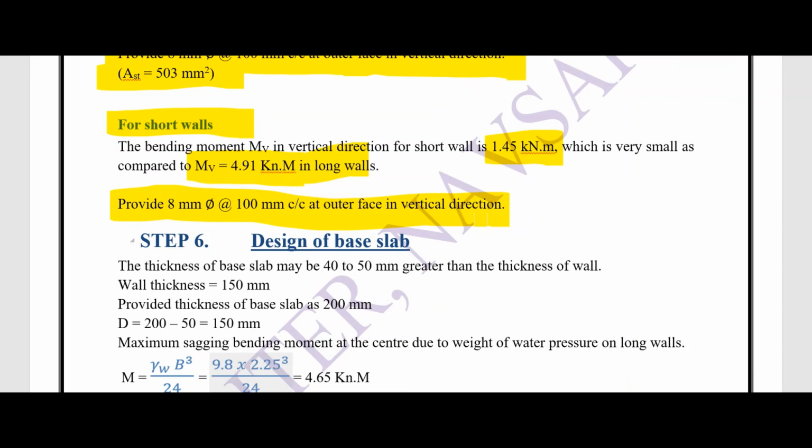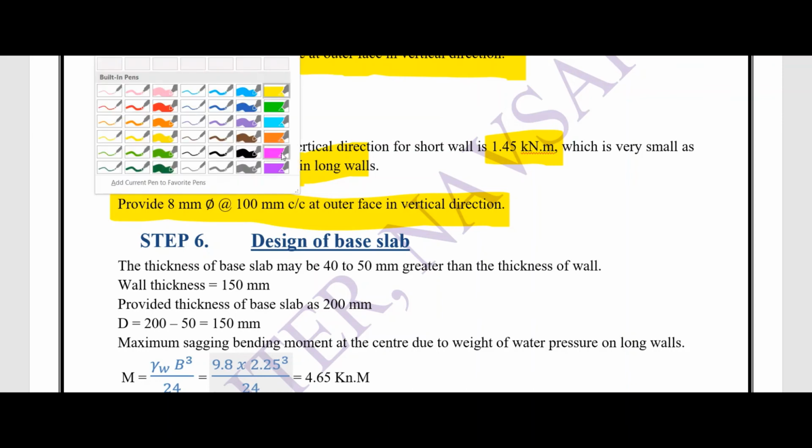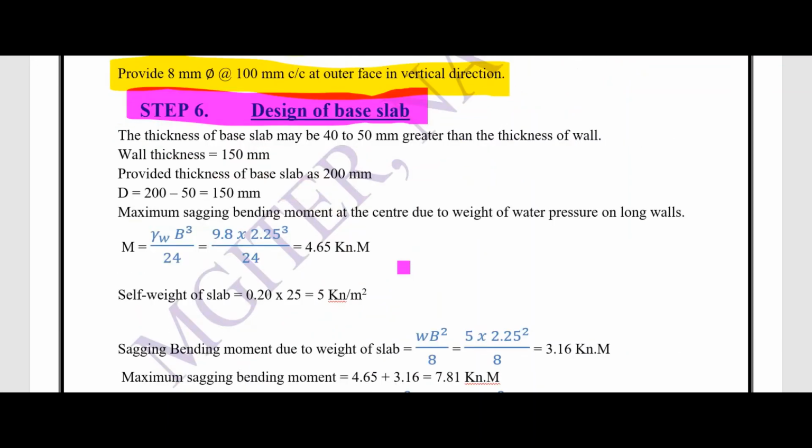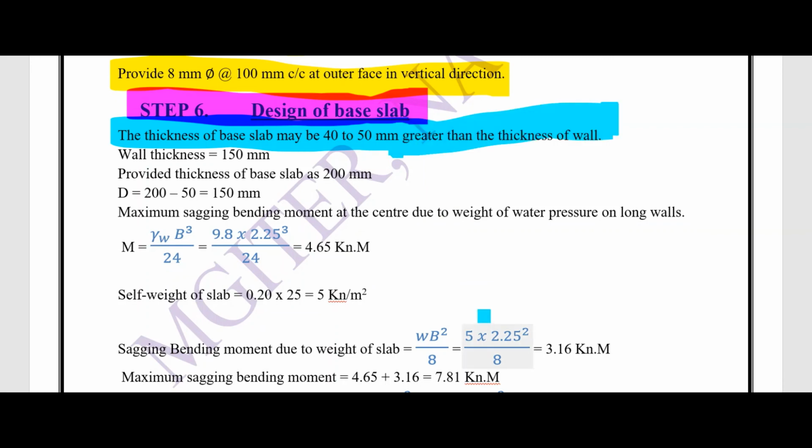And right now we are going to design the base slab. For the base slab, the thickness may be 40 to 50 mm greater than the thickness of wall. We assume that the thickness of wall is 150. We provide extra 40 to 50 mm thickness of base slab, which is 200 mm. So small d is 150 mm.